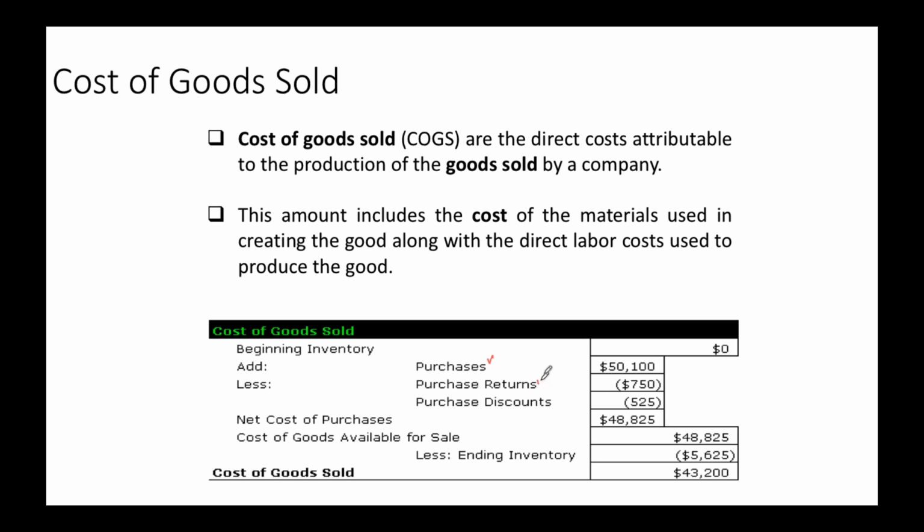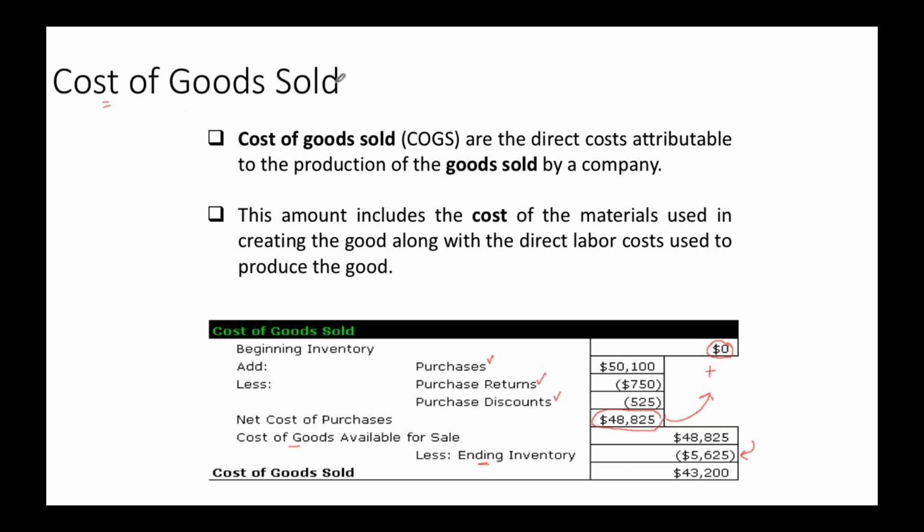If any purchase returns are there, that should be deducted. Purchase discounts should be deducted. This is a net amount of purchases. But before that, we have some opening balance of inventory. So opening balance of inventory plus purchases, and any unsold goods at the end of the year, that is ending inventory. Ending inventory should be deducted to get cost of goods sold.